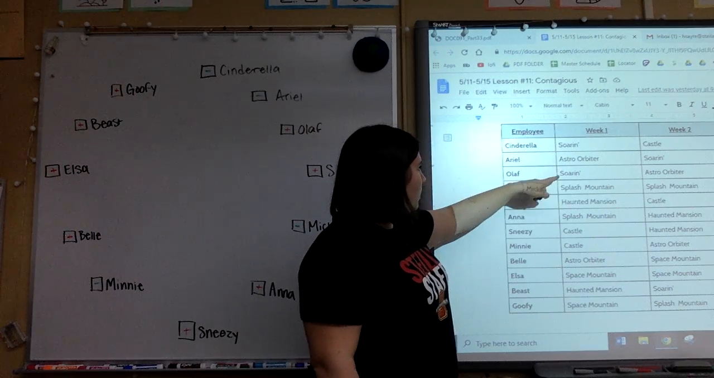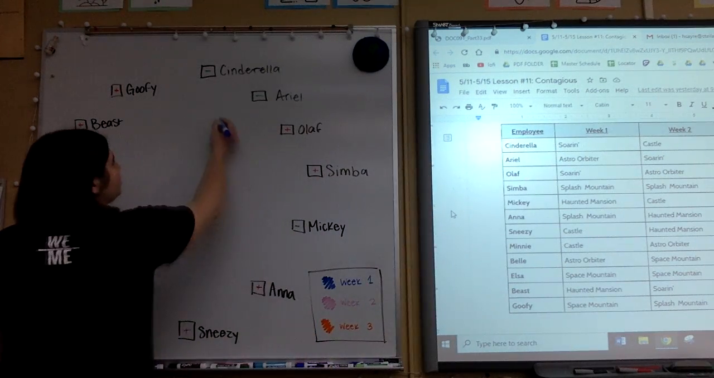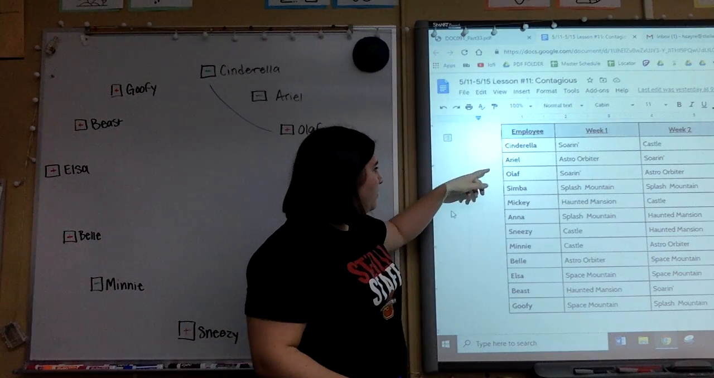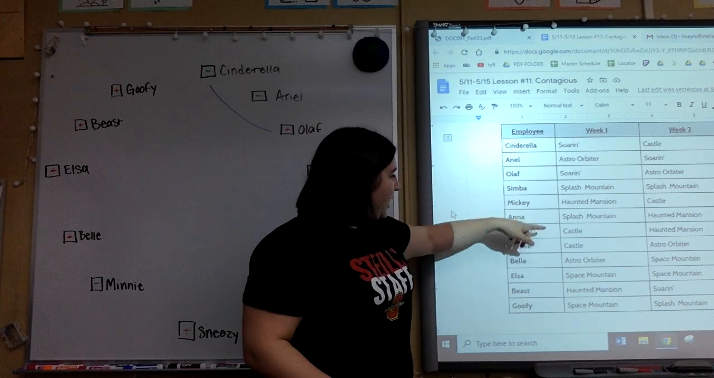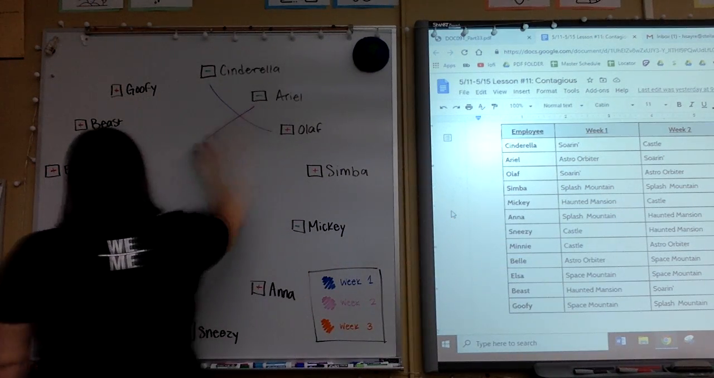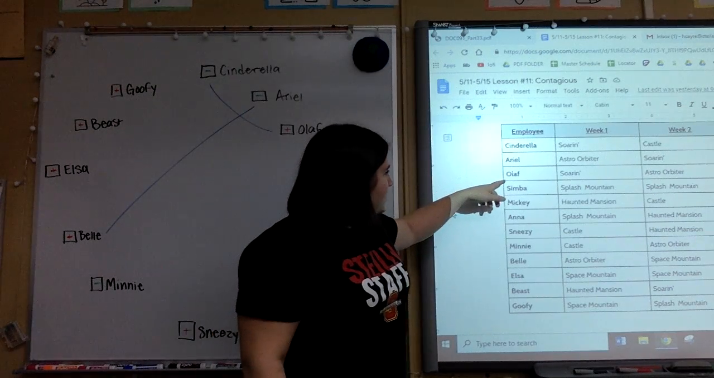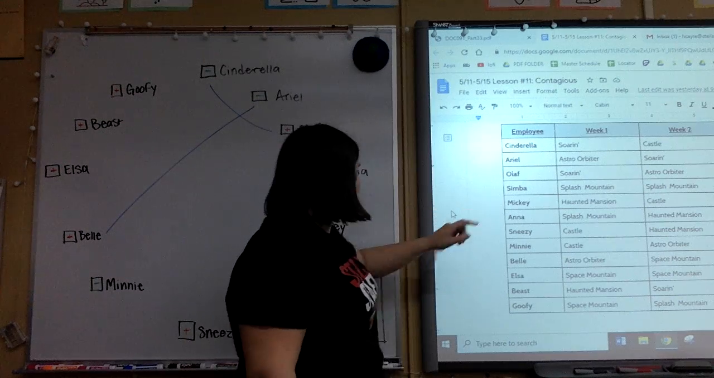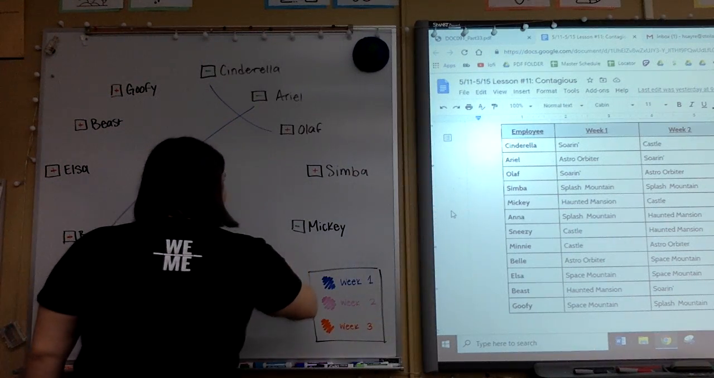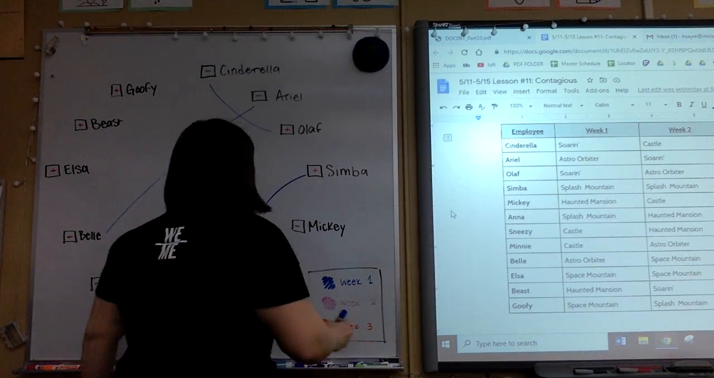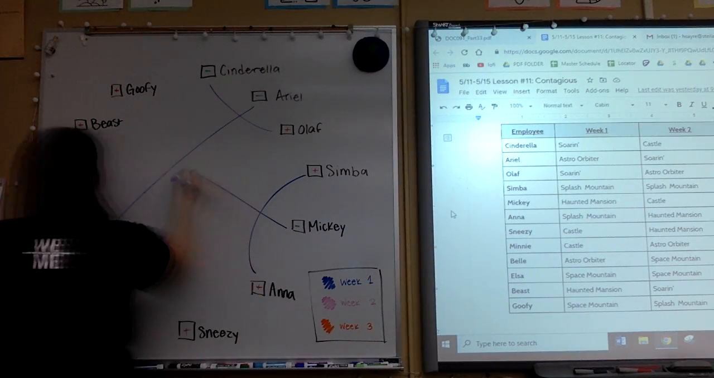Cinderella is working on Space Mountain with Olaf. So I'm going to draw a connection here between Cinderella and Olaf, and we'll talk about what this means in a moment. Ariel was working at the Astro Orbiter with Belle. So Ariel and Belle working together. Simba, we already got Olaf. Simba was working at Splash Mountain with Anna, so Simba and Anna have a connection here. Mickey was working at the Haunted Mansion with the Beast. Mickey and the Beast.